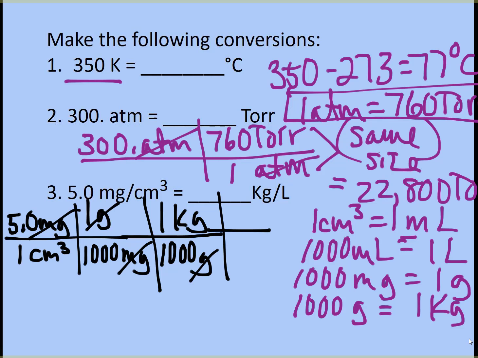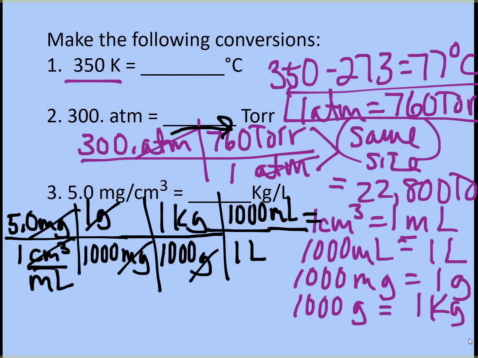Now, once I have my kilograms, then I just have to do my liters. I have cubic centimeters down here at the bottom, and I'm just going to cross that out and put milliliters because it's the same thing, okay? So I have 1 milliliter, and I know that 1,000 milliliters is equal to 1 liter. All right, so now I'm ready to do my math. I forgot to show you how to do math up here, but basically when you go across, you multiply, and when you go down, you divide. So 300 times 760, that's how I got the 22,800.